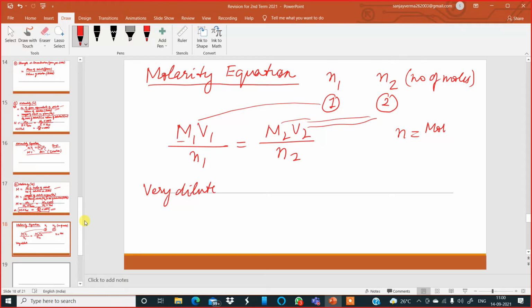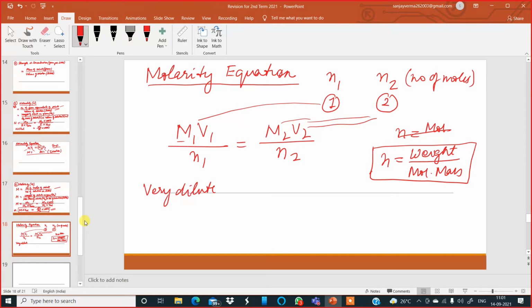Yes. How do you get the number of moles? The number of moles is obtained by dividing the weight of the given substance by its molecular mass. That will give us the number of moles.